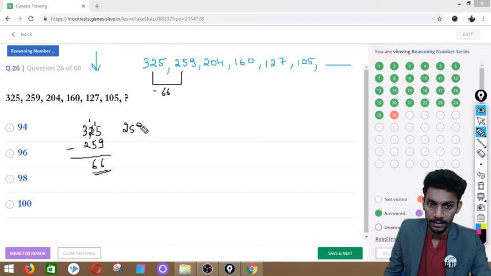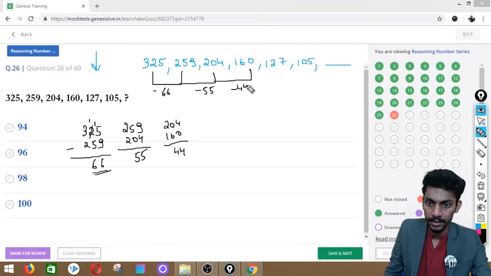Next, 259 and 204. What is the difference here? 55. So we have subtracted 55. Next, 204 to 160. What's the difference? The difference is 44, so minus 44. Next the difference is minus 33. Next difference is minus 22. We need to find out the last term. So what should be the last difference? It should be minus 11.